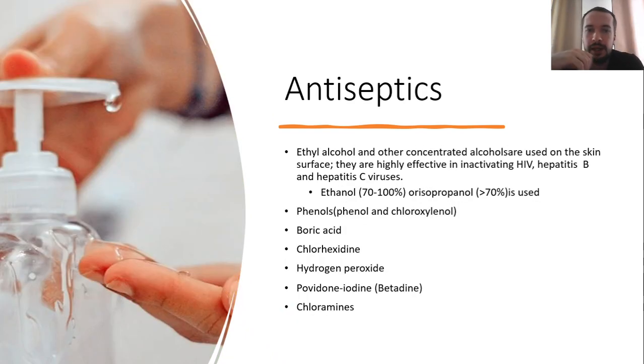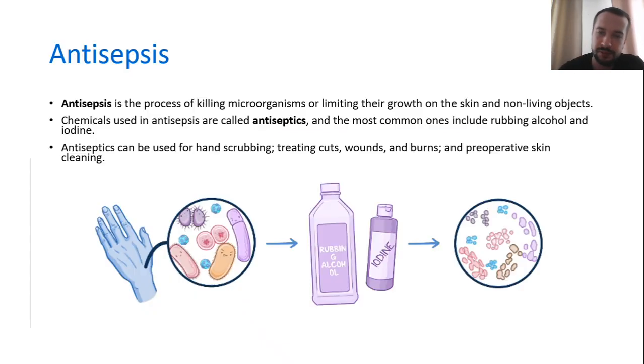Antiseptics. Ethyl alcohol and other concentrated alcohols are used on the skin surface. They are highly effective in inactivating HIV, hepatitis B, and hepatitis C viruses. Ethanol or isopropanol is used. Phenols, boric acid, chlorhexidine, hydrogen peroxide, povidone iodine or betadine, and chloramines.